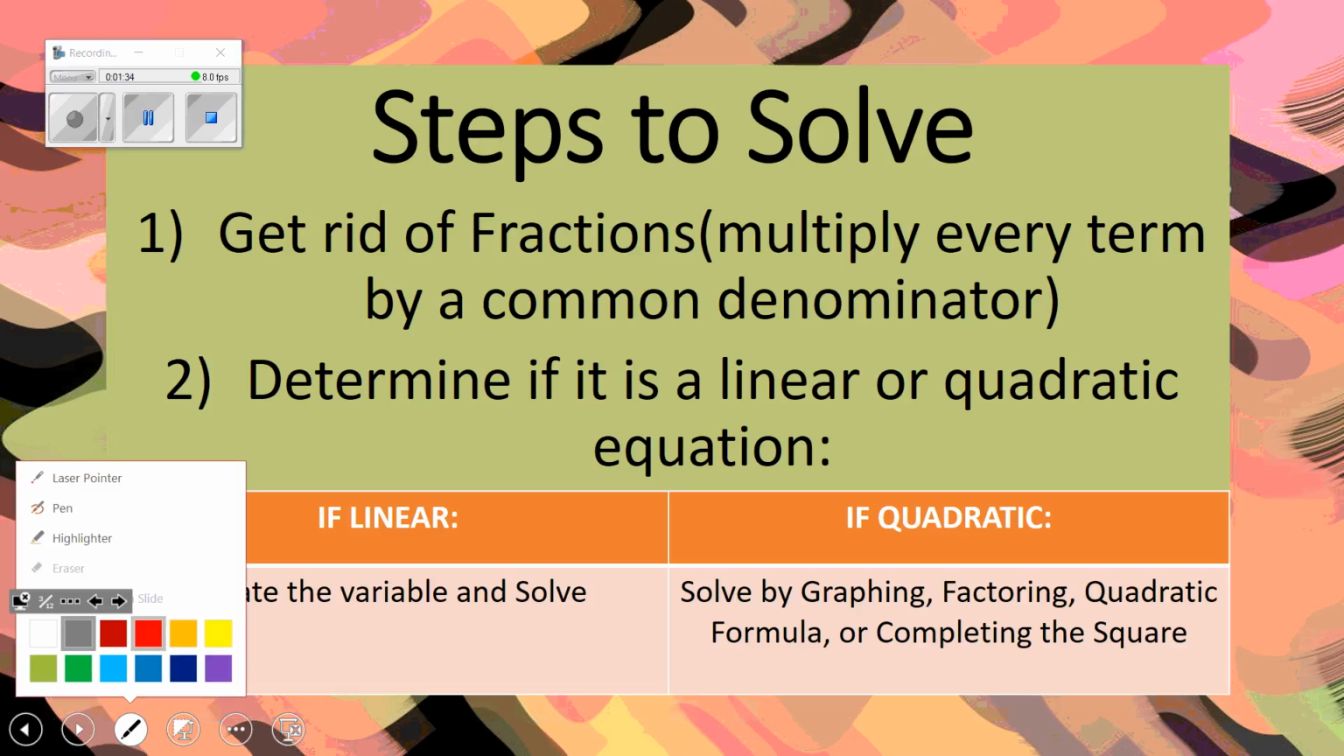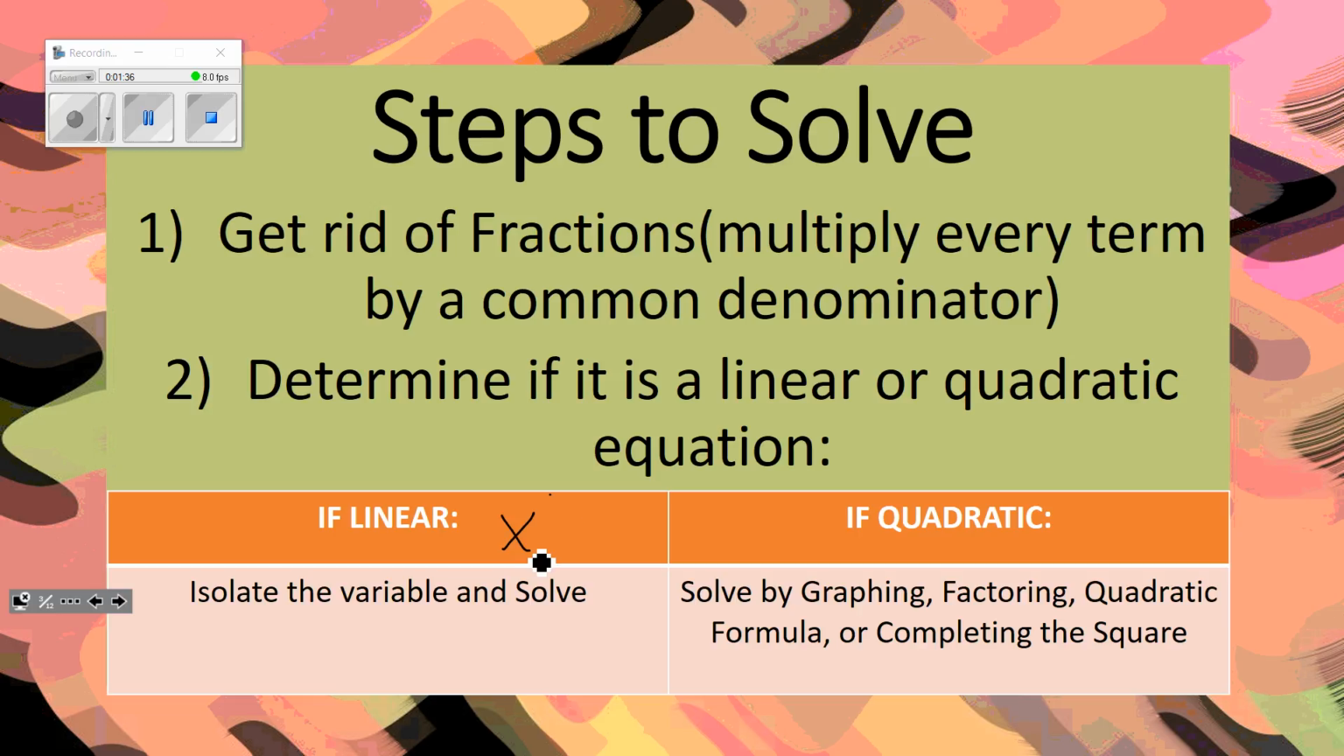If it is linear, x will be raised to the first power. The highest degree you see will be 1. And if it's a linear equation, you're going to solve it like any normal linear equation. You're going to get your variables on one side, you're going to put your numbers on the other, and you will solve. You'll combine like terms, and you'll just solve. So you will isolate the variable and solve the equation.